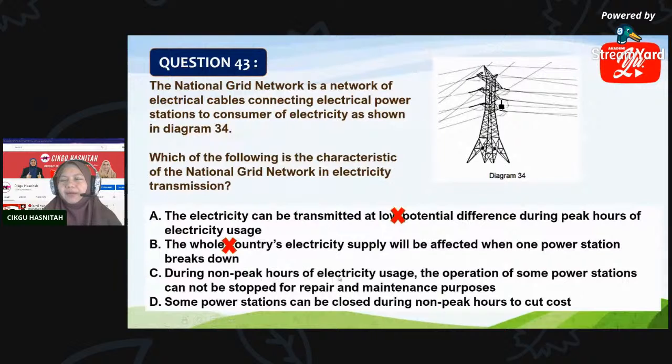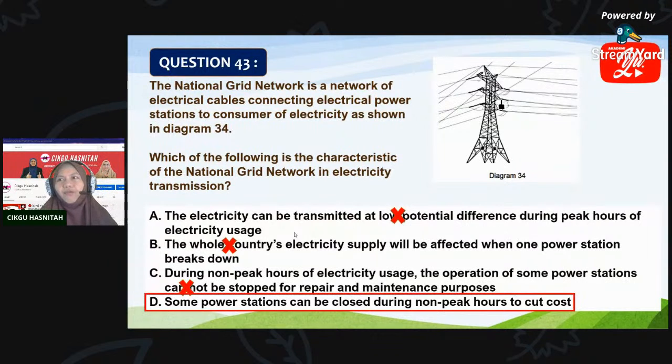C. During non-peak hours of electricity usage, the operation of some power stations cannot be stopped for repair and maintenance purposes. Is this correct? The mistake is here: cannot. It is supposed to be can. Power stations can be stopped for repair and maintenance during non-peak hours. So the answer is D. Some power stations can be closed during non-peak hours to cut costs. Yes, this is what we do. So the answer for 43 is D.